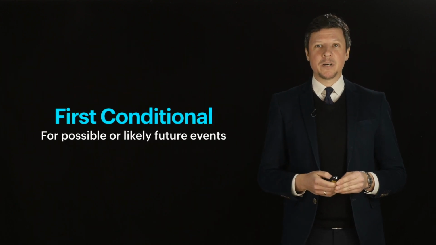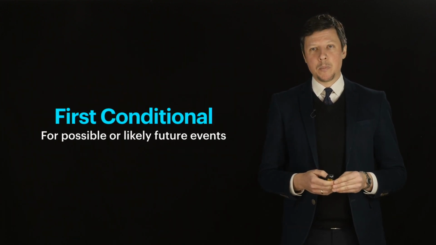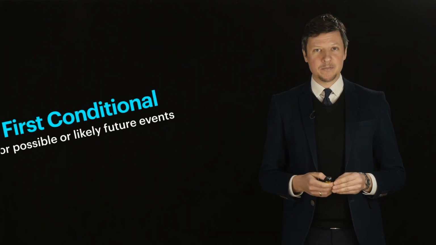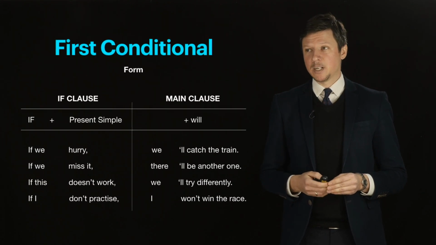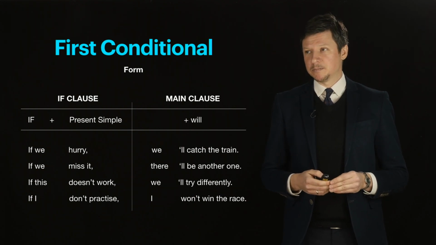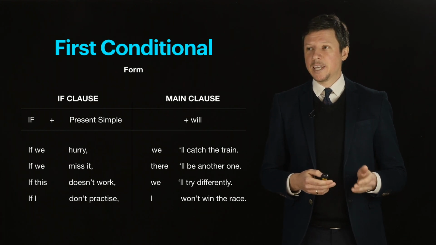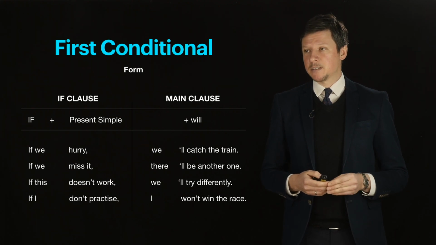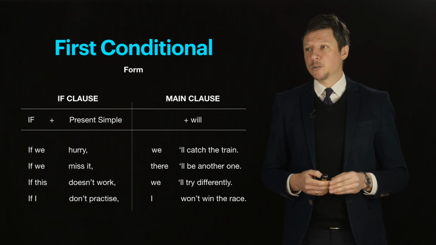Next, we are going to talk about first conditionals. We use first conditionals for possible or likely future events. We construct them a little bit differently. In the if clause, we use the present simple. However, in the main clause, we use will. If we hurry, we will catch the train. If we miss it, there will be another one. If this doesn't work, we will try differently. If I don't practice, I won't win the race.